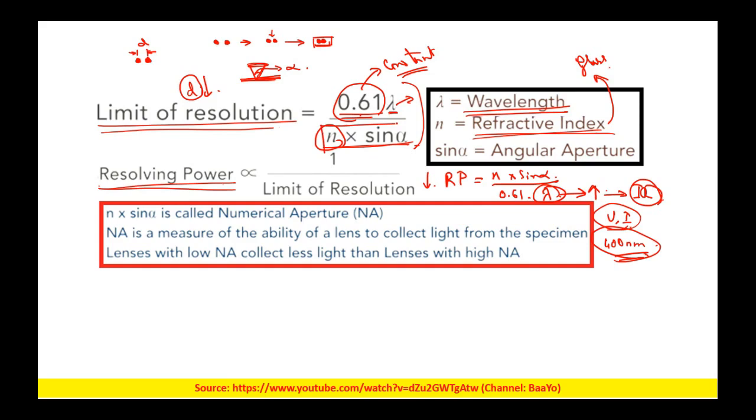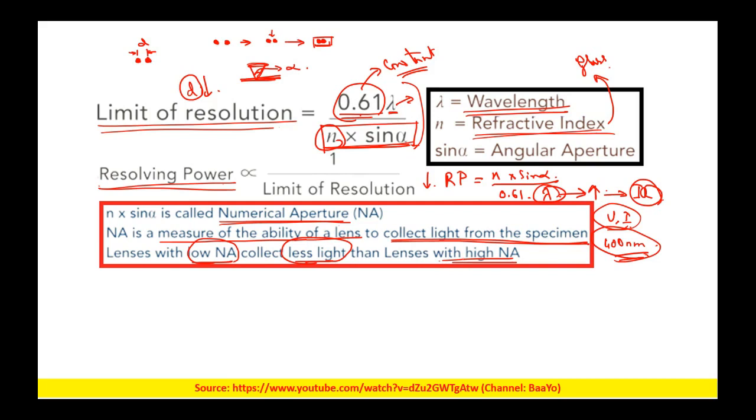Also, this factor n sine alpha is regarded as the numerical aperture of the system. NA is regarded as the measure of the ability of a lens to collect light from the specimen. Lenses with low NA collect less light than lenses with high NA. So you need to remember, if lenses have a low numerical aperture, they will be collecting less light, whereas lenses having a higher numerical aperture will be collecting a higher amount of light.